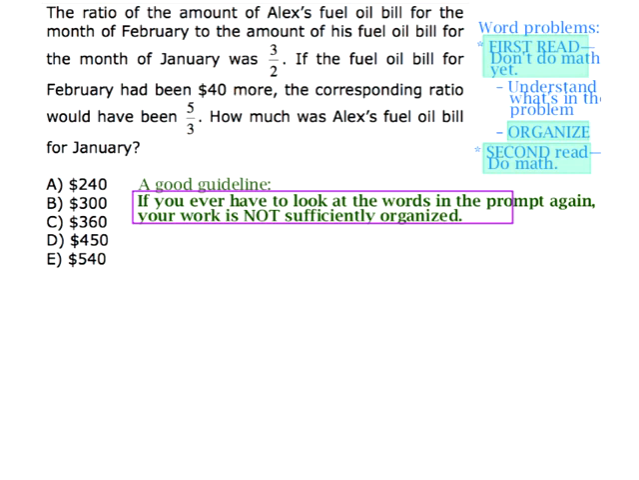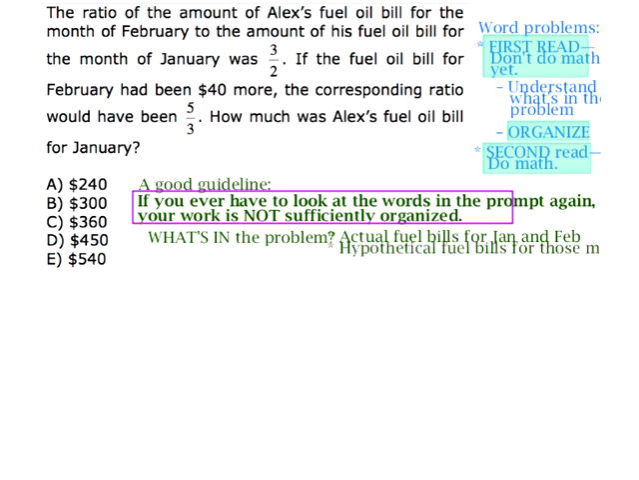So what's in the problem is the first guideline here. We have actual fuel bills for January and February, and then we have hypothetical fuel bills for those same months, because if it had been, here's what would have happened. So we can just make a chart for this. This is certainly not the only way to organize it, but we can do columns for February and January, and then we can do actual and hypothetical.